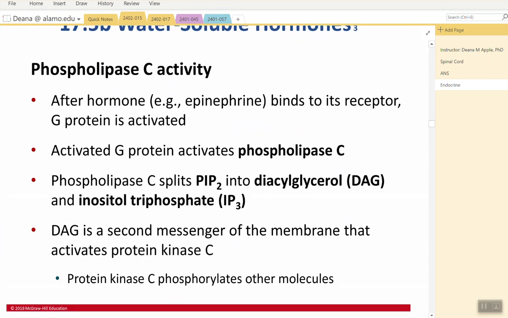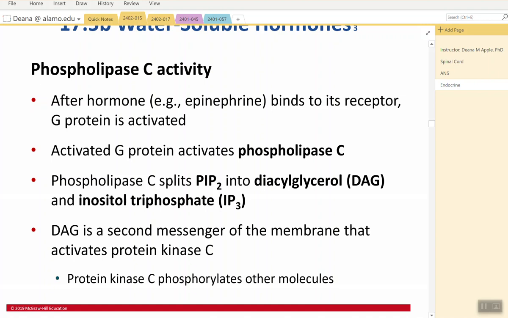Okay, phospholipase C is a specific enzyme that can be activated after norepinephrine is released, or epinephrine. So epinephrine is released, it binds to its receptor, and a G protein becomes activated. The GDP is kicked off, a GTP is bound to it. That activated G protein can then activate phospholipase C. Phospholipase C will then split a molecule called PIP2 into DAG, diacylglycerol, and inositol triphosphate, or IP3.